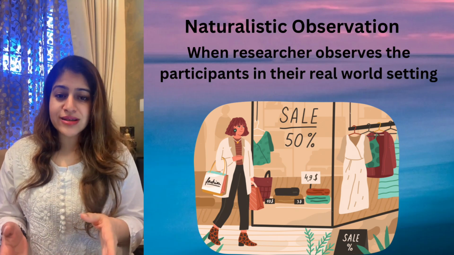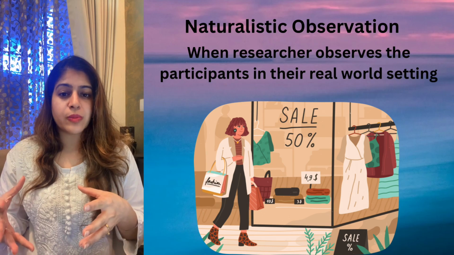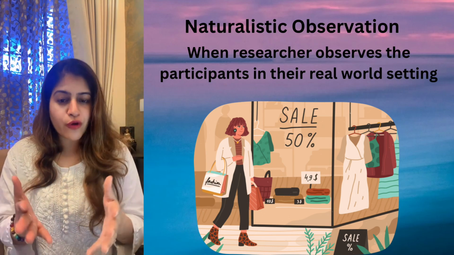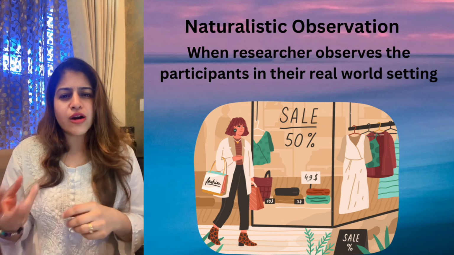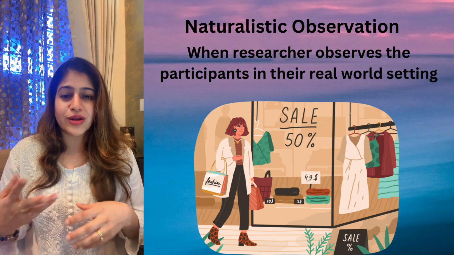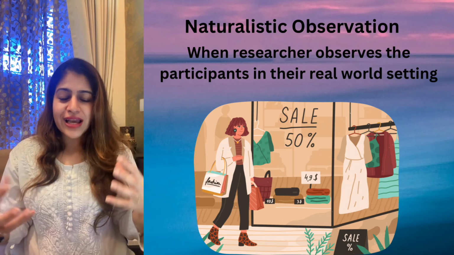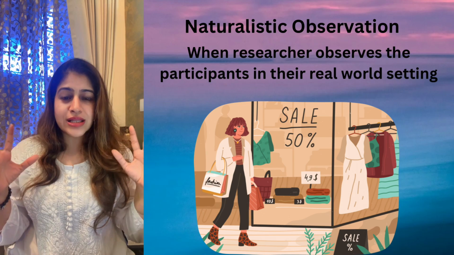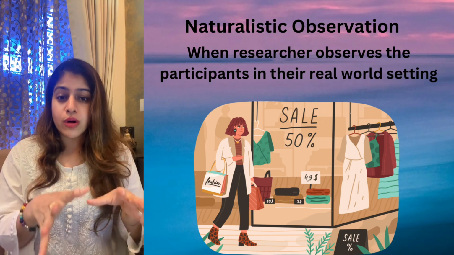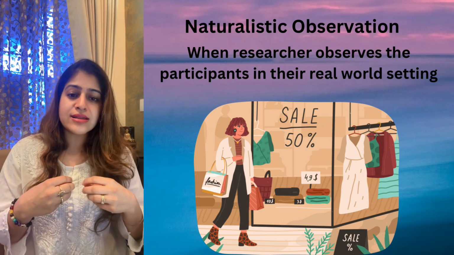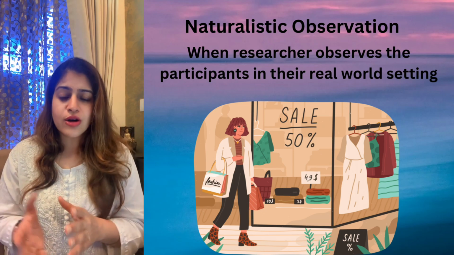Seventh is naturalistic observation. In naturalistic observation, the observer observes the participants in the real world setting. For example, I go to a mall and I just sit there on a bench on a side and start observing how women are behaving during the sale time, or how happy they are when the sale is going on. So I am observing all these kinds of things. So the women, they know or they don't know, that is not the thing. But they are in their real world setting, in their natural setting. And I, as a researcher or an observer, am observing them in their real world setting, which is called a naturalistic observation.